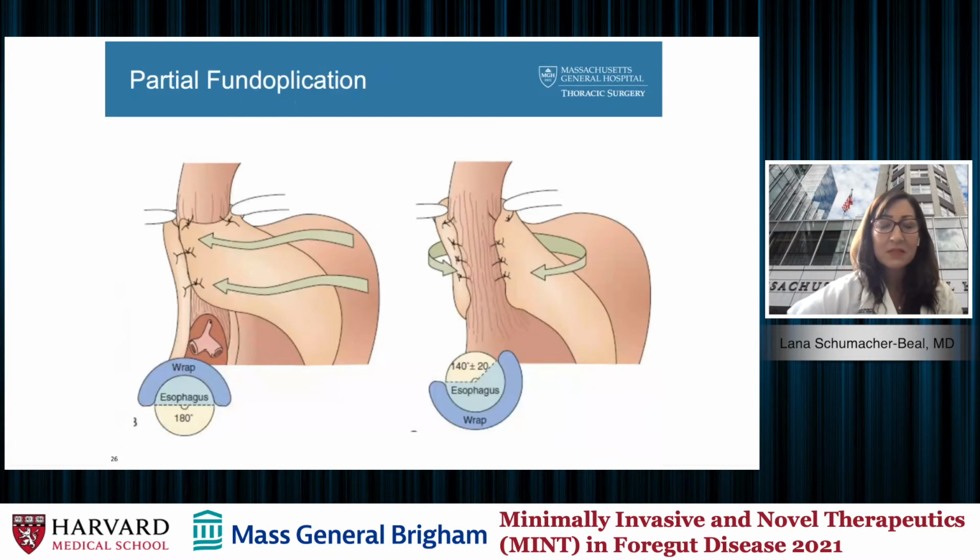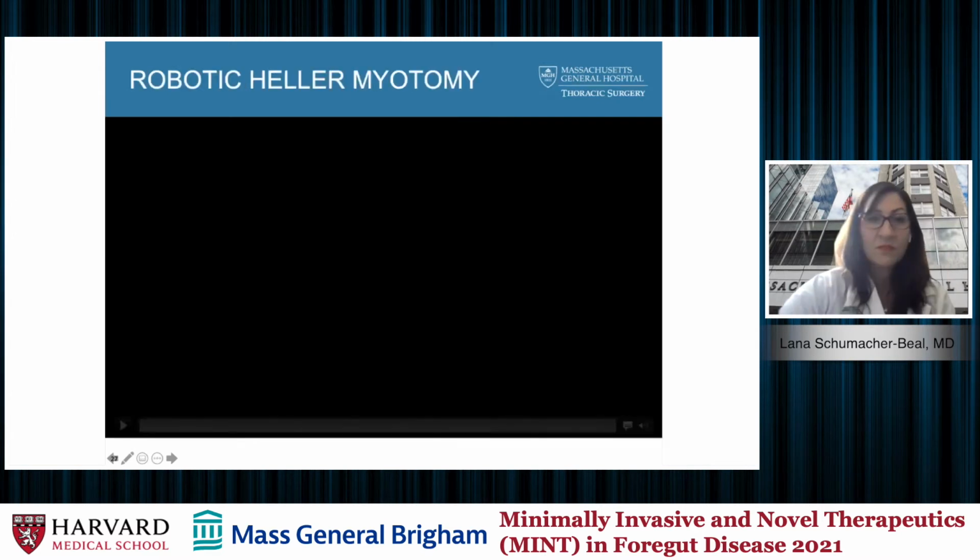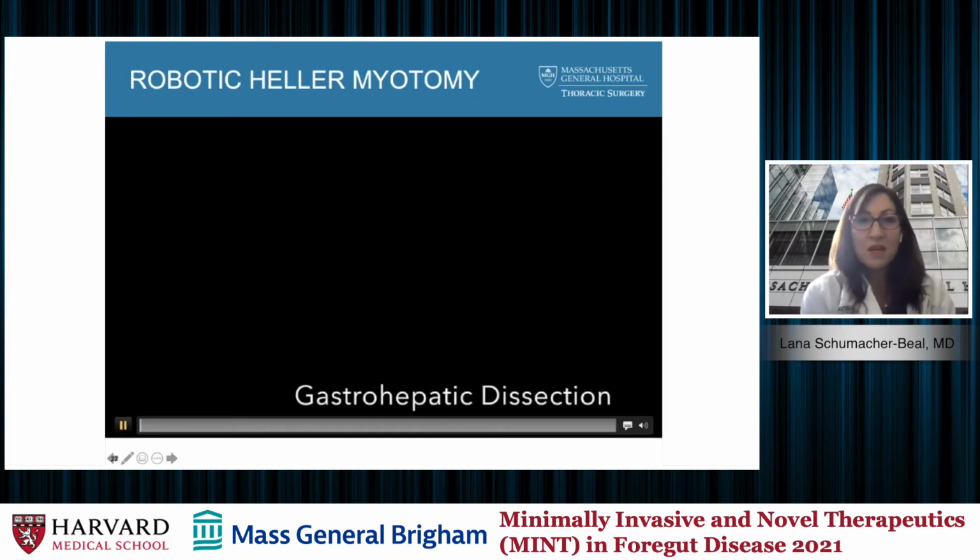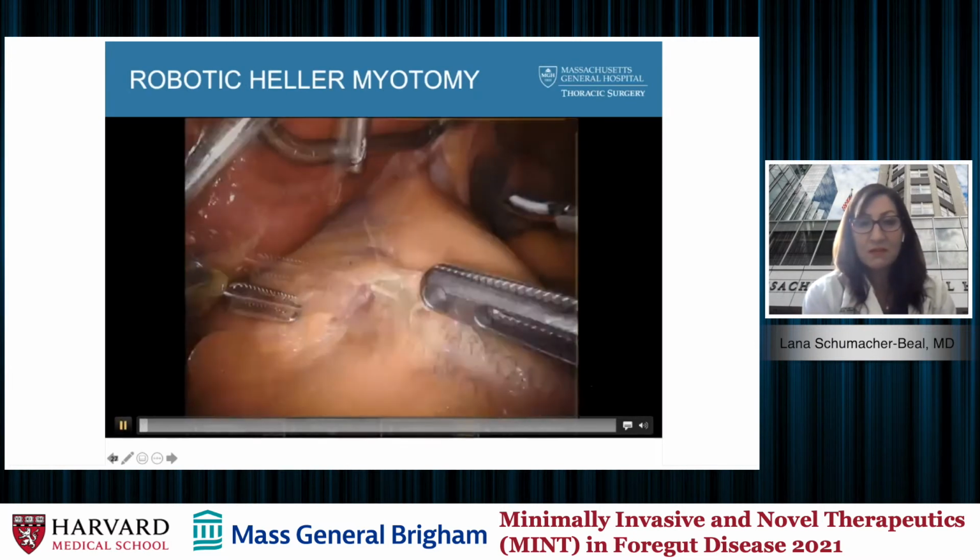And then I think what we showed earlier in the data is that it is important to do a partial fundoplication to try to prevent reflux. And usually most surgeons will pick either what's called a Dor fundoplication, which is a 180-degree fundoplication, versus a 270-degree fundoplication, which is called a Toupet. So here's a video of a robotic Heller myotomy.